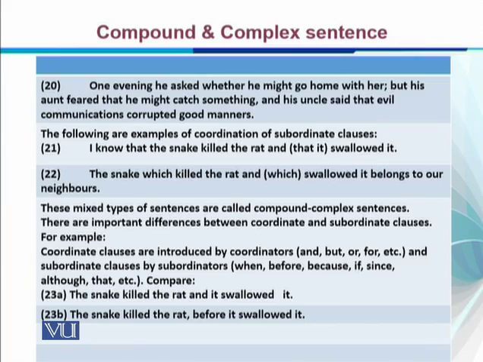The snake killed the rat and it swallowed it. So in this sentence we have two independent clauses joined by a coordinator. The snake killed the rat before it swallowed it. But here we have one main clause, the snake killed the rat, and one dependent clause, before it swallowed it, because it tells about the time of the verb of the first clause.